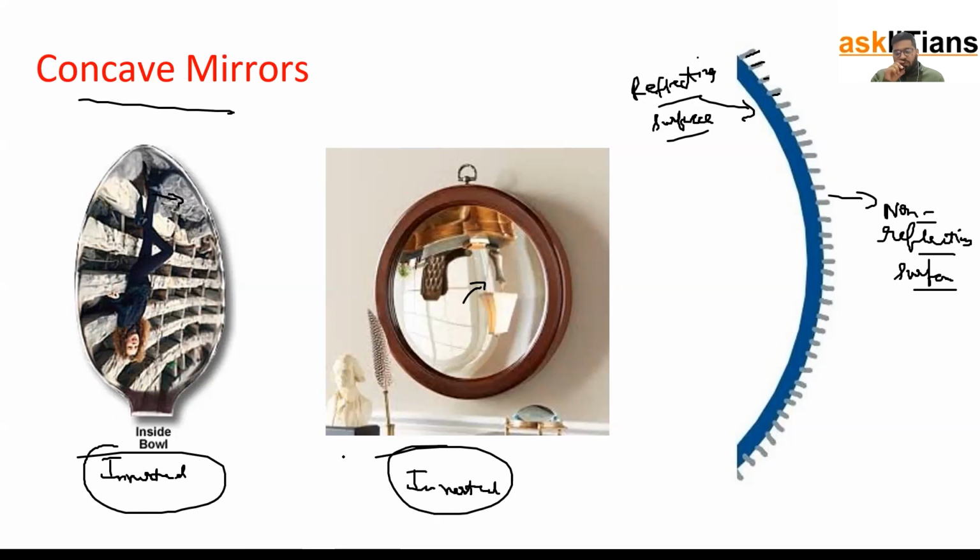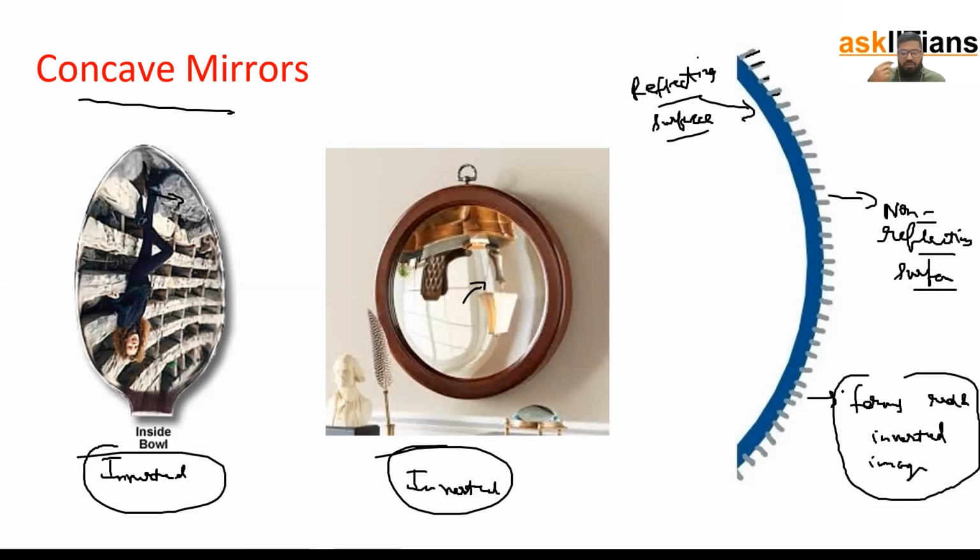So the basic property of a concave mirror is that it forms a real and inverted image. In most cases, a concave mirror will always form a real and inverted image. There is only one case in which it will form a virtual and enlarged image. It will form a virtual and magnified image.